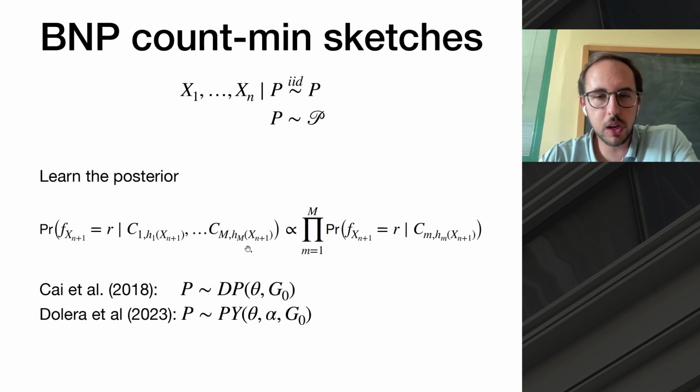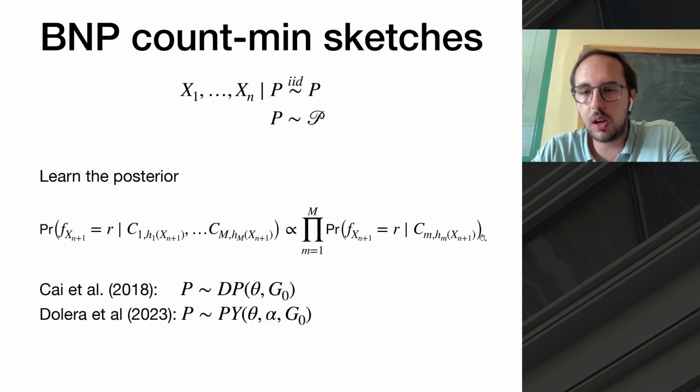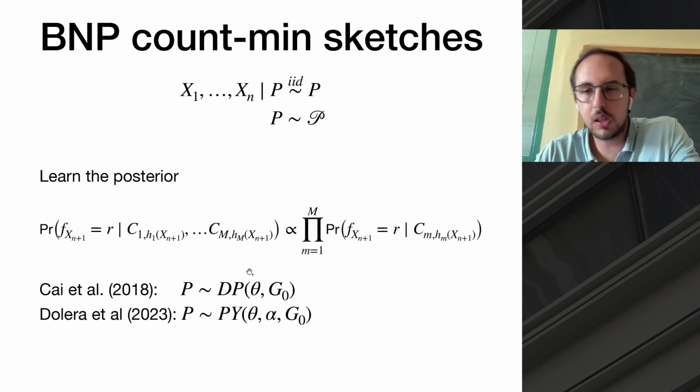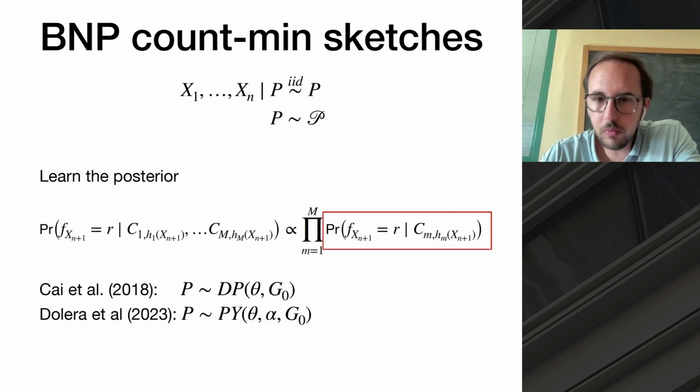And since the hash functions are independent, this is the product of some single hash posteriors. So it's the probability that x_{n+1} is equal to r, given that in a compressed version, I've seen the compressed version of x_{n+1} a certain number of times. And this approach then has been extended to deal with other classes of priors, such as the Pitman-Yor prior, to deal with power law streams, which are the most commonly employed.